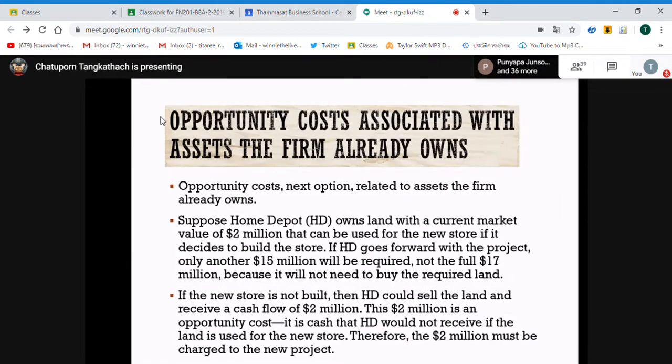Okay, next one. This is what we call opportunity cost. What does opportunity cost mean?